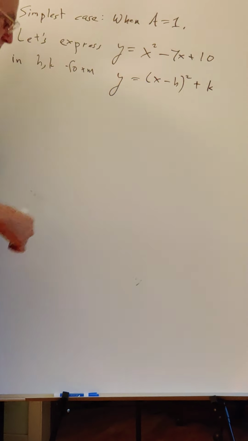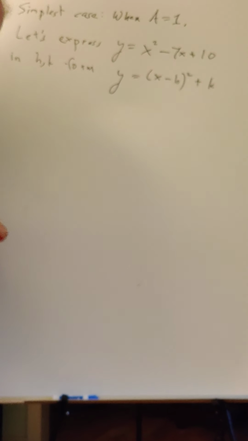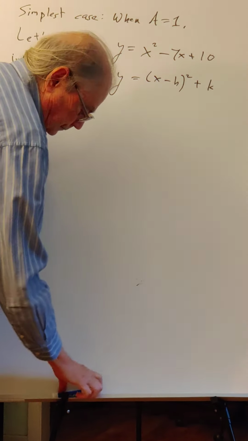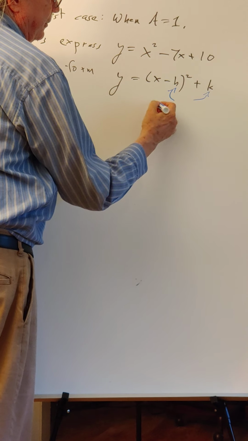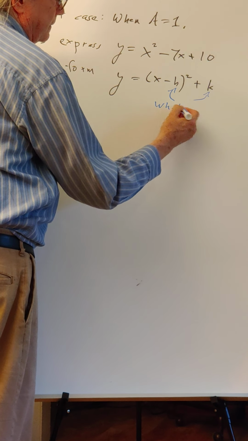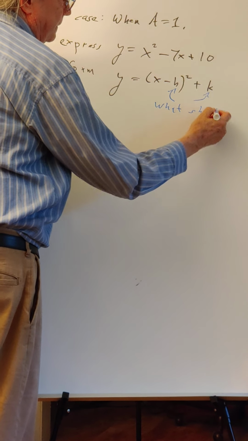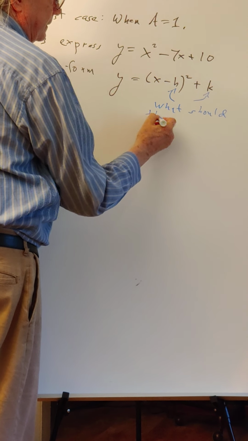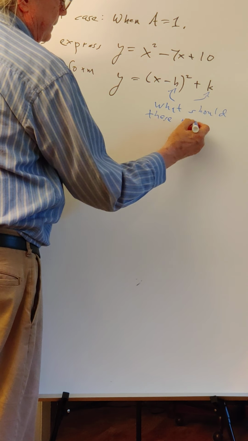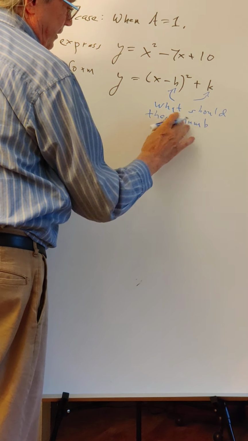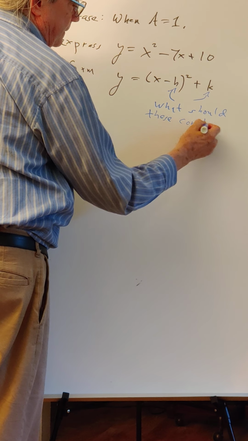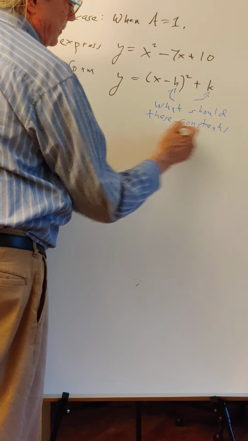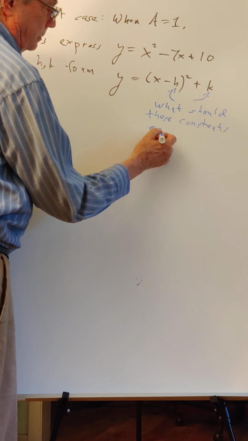So what should the numbers h and k equal? What should these numbers equal? Constants, they're constants. Equal for our example.